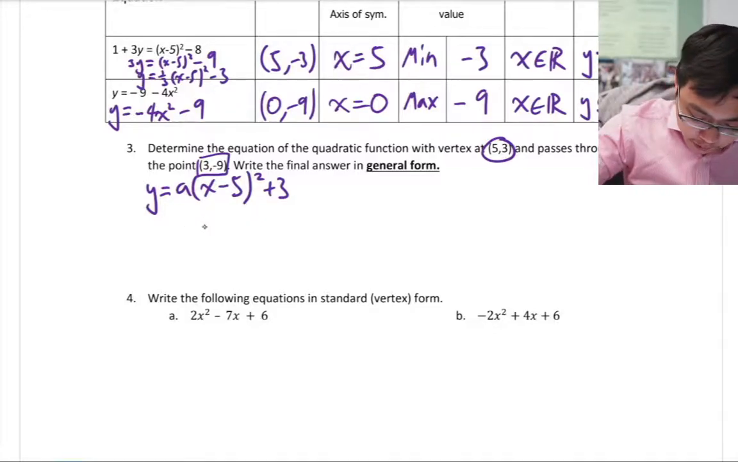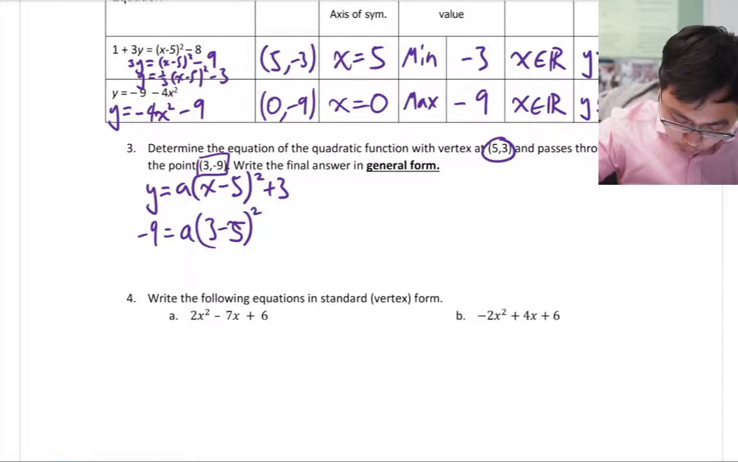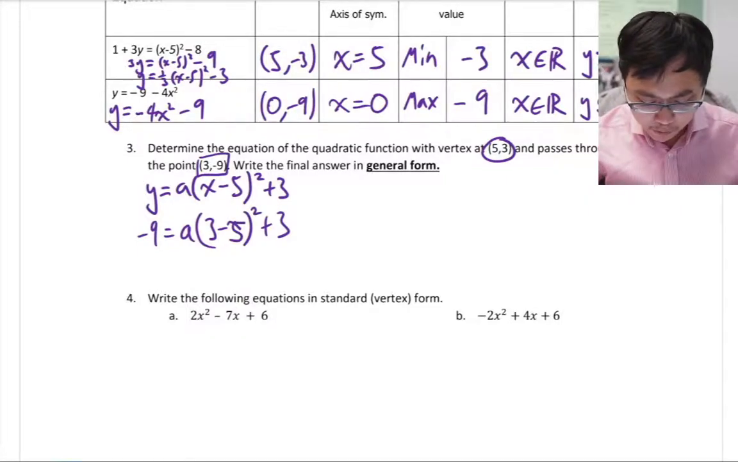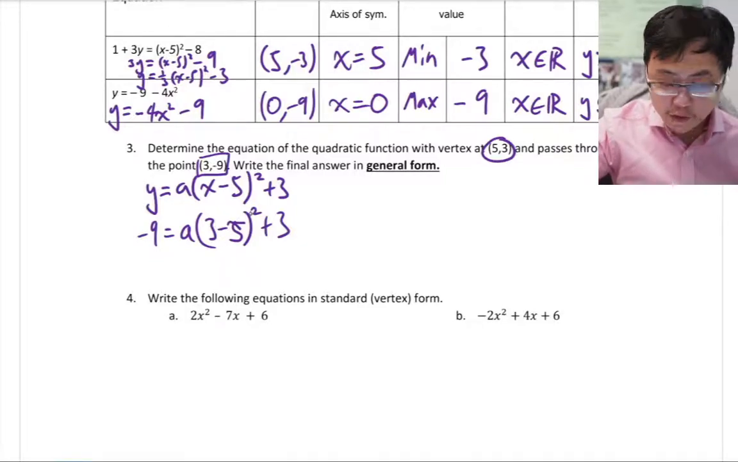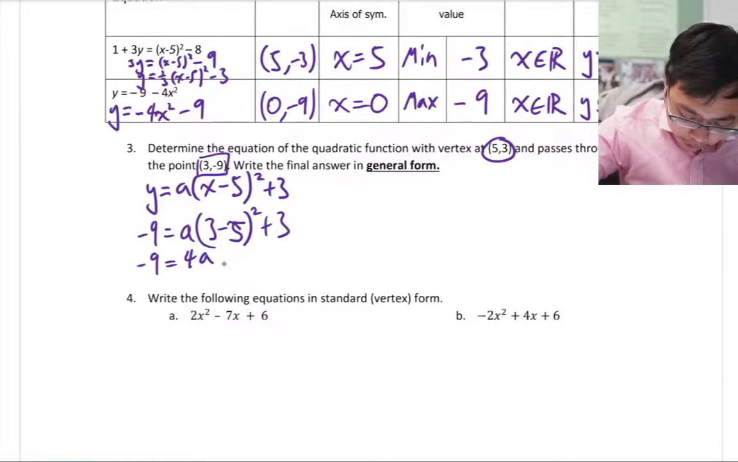So 3 is going to go into x, and y is going to be negative 9. So negative 9 is equal to a bracket 3 minus 5 whole squared plus 3. 3 minus 5 is negative 2. Negative 2 squared is 4. So that's 4a plus 3.